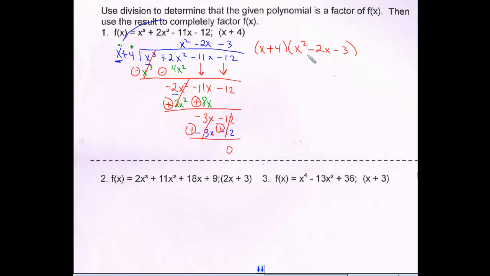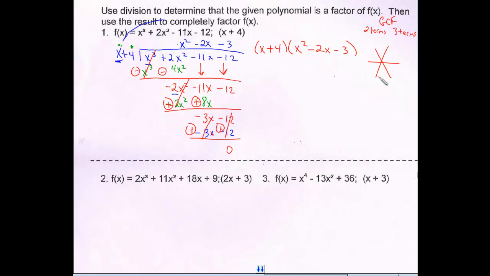So taking our flow chart, we need to see is there a GCF? No. Does it have 2 terms? No. This is 3 terms. So I'm going to do the snowflake method to see if I can factor any further.